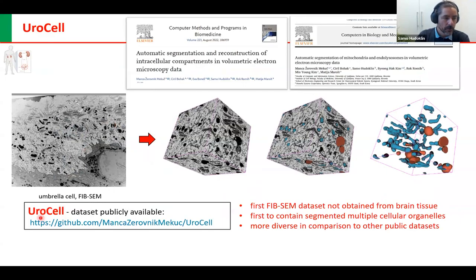And we also published the whole data set of urothelial cells that is available. You can find it and use it. It's called UroCell, and you are welcome to check it. To our knowledge, that data set is the first FIB-SEM data set that was not obtained from brain tissue, that has multiple organelles being segmented and annotated, and actually presents quite diverse cells in comparison to other data sets.